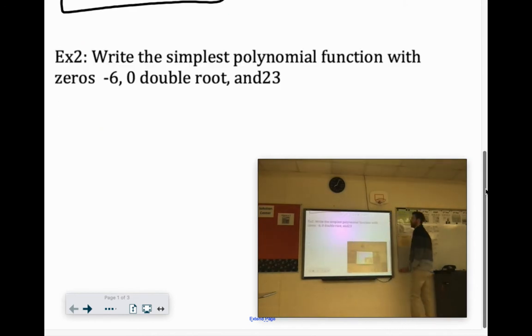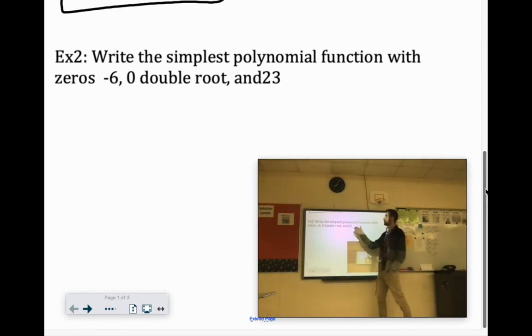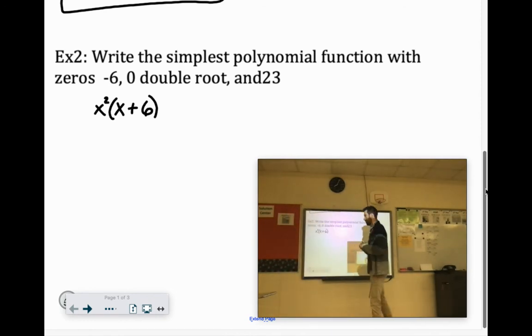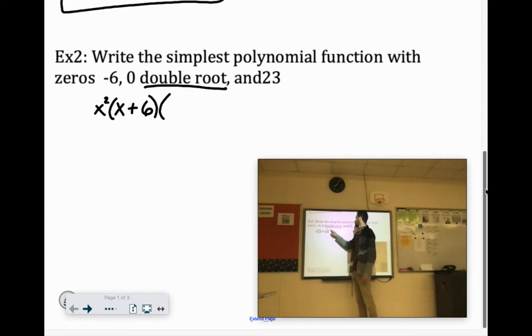Write the simplest polynomial with zeros -6, 0 double root, and 23. Okay, so the -6 would be written as x plus 6. Now when x equals 0, remember that just means it's just x. But this says double root, which means it should be x squared. Right? So it's kind of talking about our multiplicity there. So there's going to be x squared on the outside because of that double root. And then we also have the 23. So x minus 23.